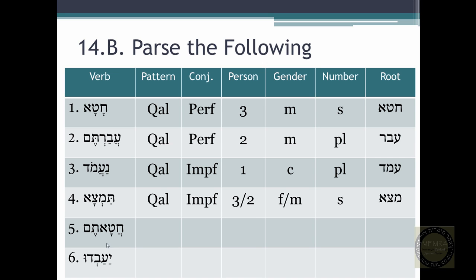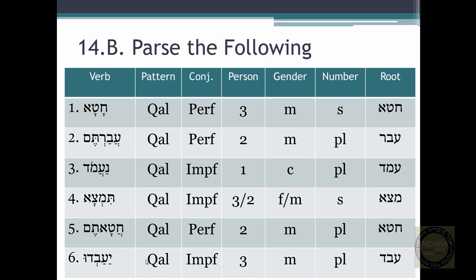Number 5, katavtem. Does it have a prefix? No, it does not. Our lemma is katav. So we know this is a perfect, and the tem again telegraphs second masculine plural. Number 6, ya'avdu. Does it have a prefix? Yes, it does. It's from avad, and a yod prefix with the shureq at the end, the long u vowel, is going to always be third masculine plural. So qal imperfect third masculine plural.